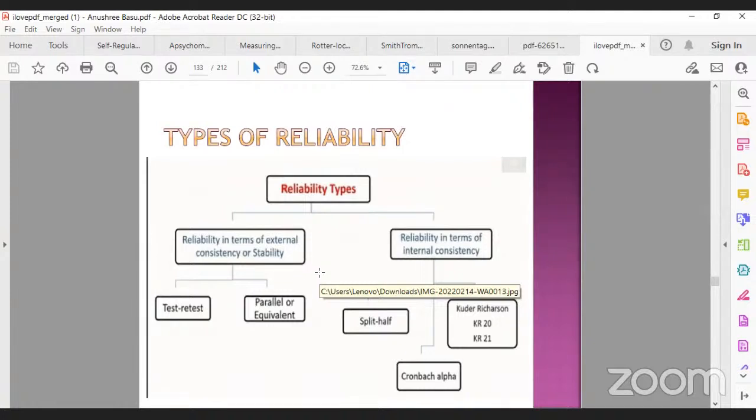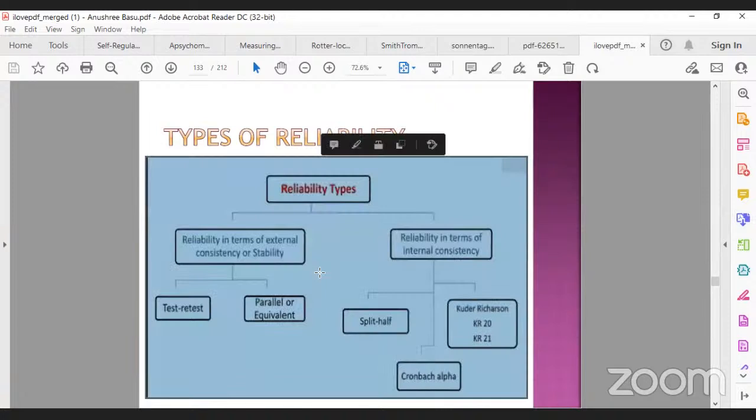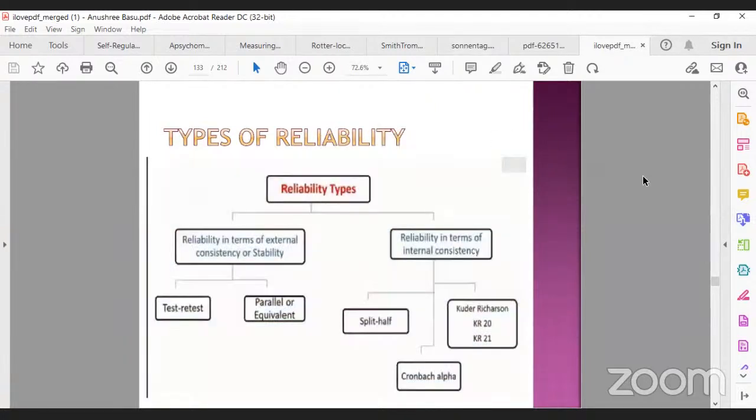Ma'am, internal consistency is when external disturbances are controlled. I mean, controlled situations are there. Then we conduct a test. Am I right, ma'am? Okay, then what is internal consistency? I'm talking about internal consistency. Yes. And external consistency is when outer factors are not controlled. Environmental factors are not controlled. Okay. So you are wrong both times.